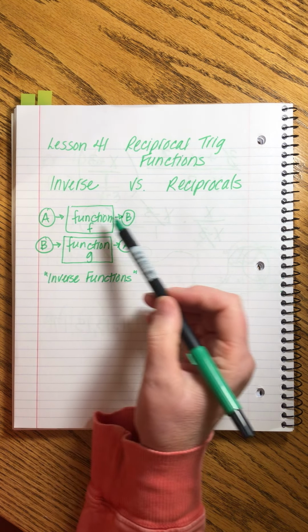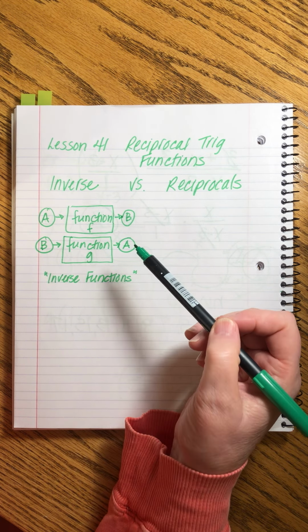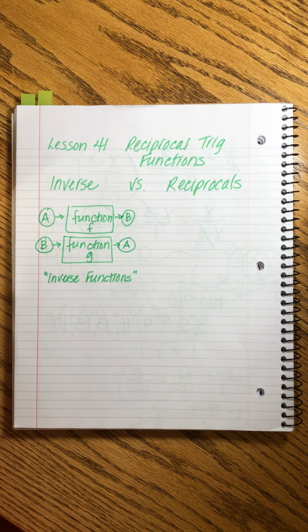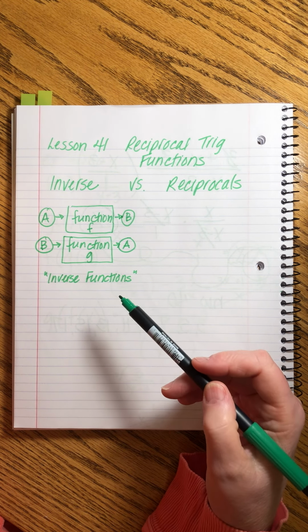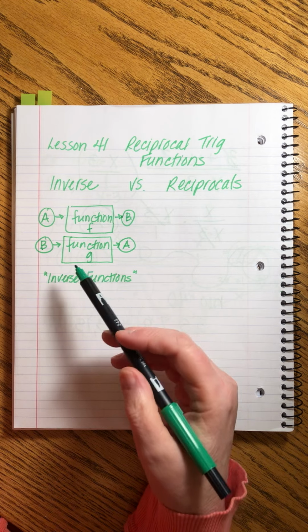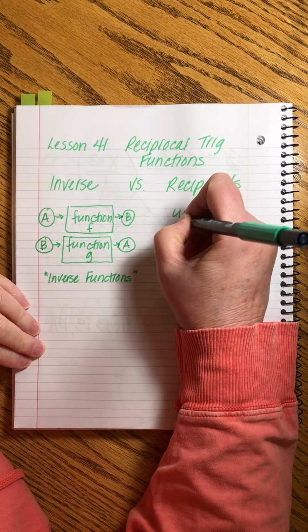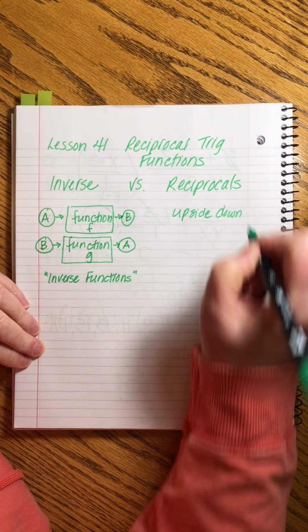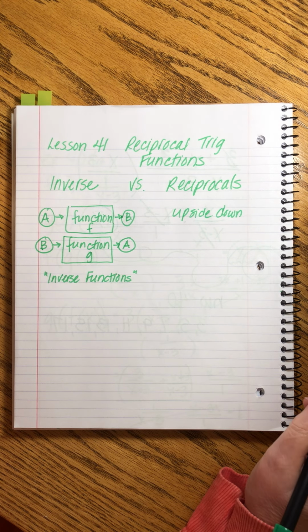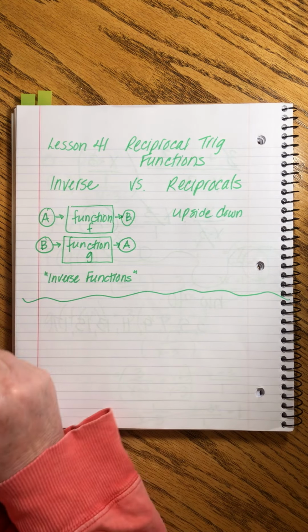They kind of undo each other, right? Function F takes A and turns it into B. Function G takes B and turns it into A. That's more complicated. That's where we have to solve for X and then flip all the letters around, right? It's complicated and it's messy, and we're not talking about that. We're talking about reciprocal functions, which are literally just upside down. Okay? They're fairly straightforward, and up until now I'm just going to talk about reciprocals. That's our topic for today, not inverse.